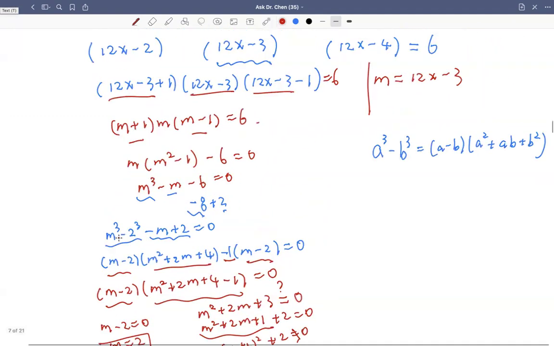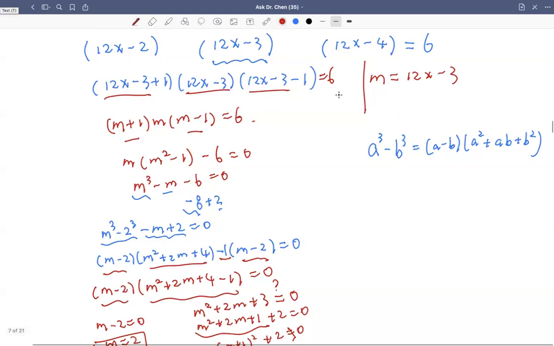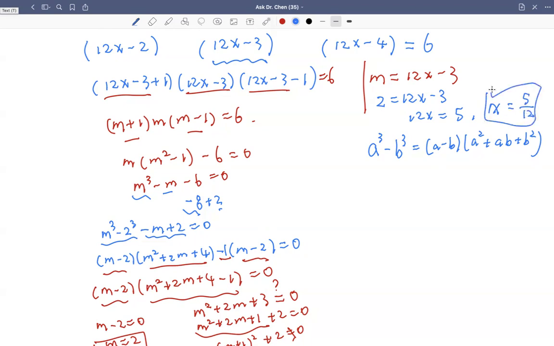So now going backwards, remember m equals 2. So here 2 equals 12x minus 3. Then that's 12x equals 5. So we divide by 12 on both sides. So x equals 5 over 12. So that's the solution for this one.